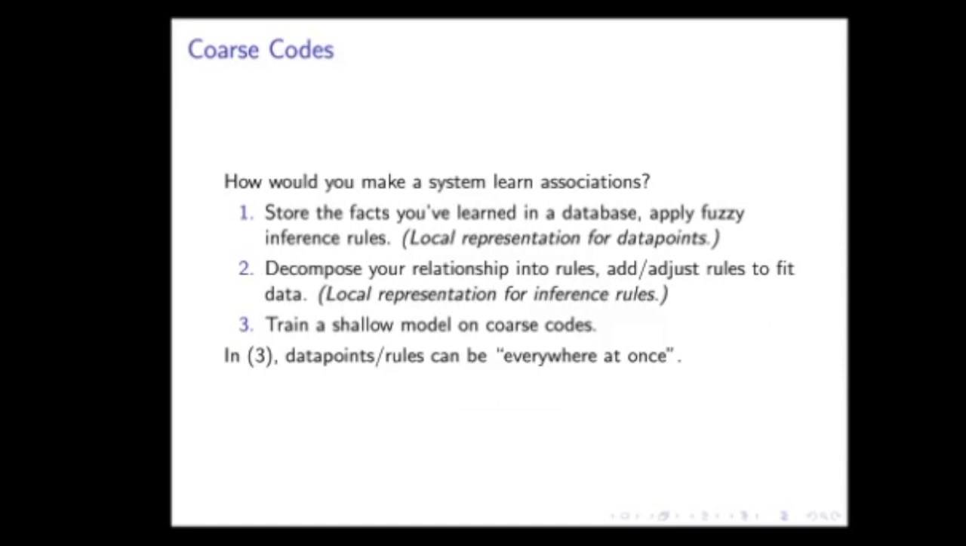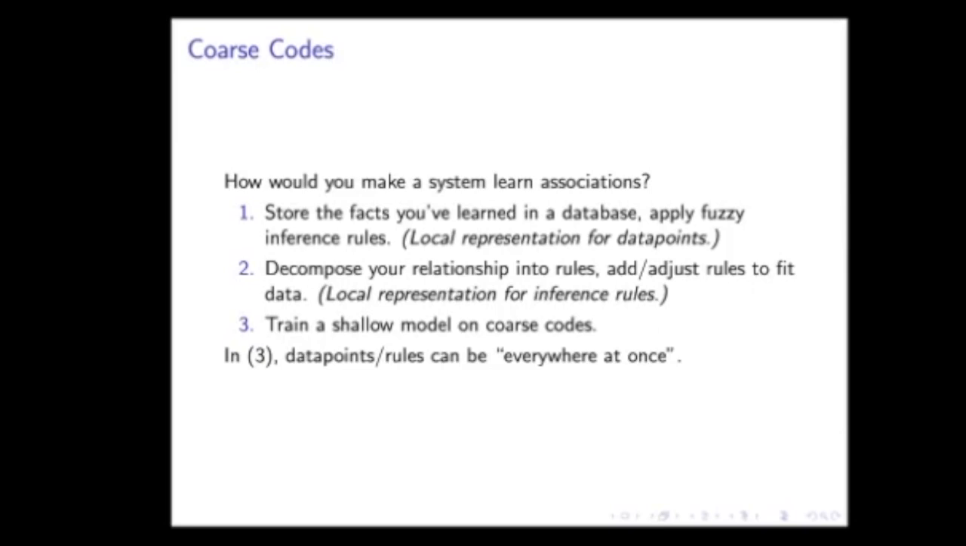Okay, so let's step back for a second. Imagine that we're back in the 1970s or whatever, and your job is to make a system that learns associations. Maybe it's super simple associations, right? Just imagine this case of regression, right? I want to learn that these points over here are bad and these points over here are good or something.